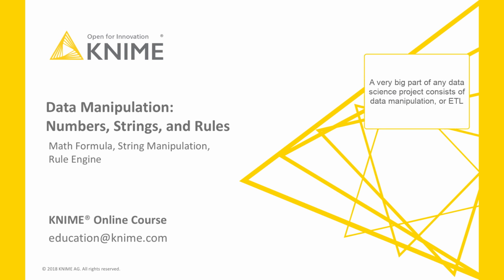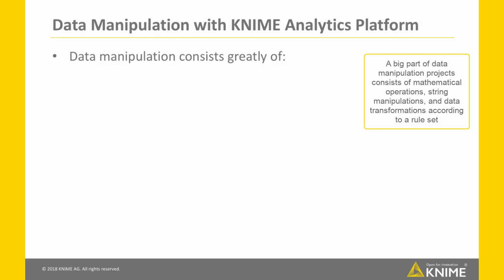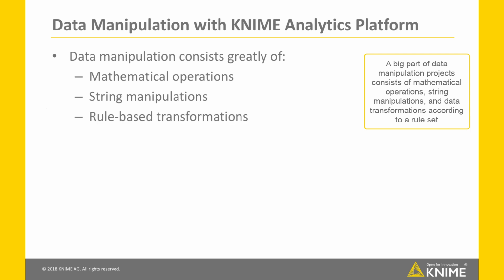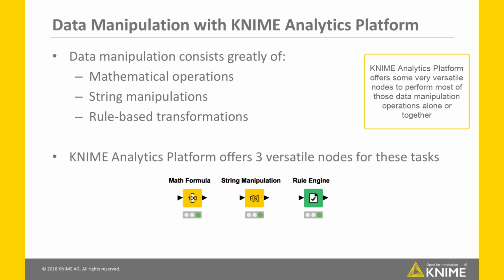A very big part of any data science project consists of data manipulation, or ETL. A big part of data manipulation projects consists of mathematical operations, string manipulations, and data transformations according to a rule set. KNIME Analytics Platform offers some very versatile nodes to perform most of those data manipulation operations alone or together: the Math Formula node, the String Manipulation node, and the Rule Engine node.